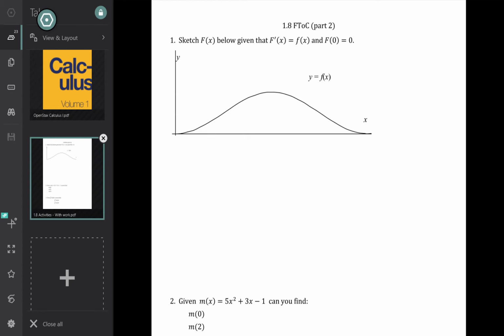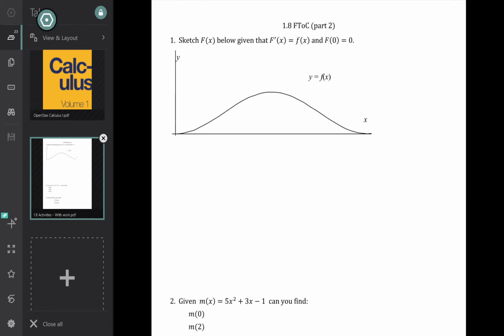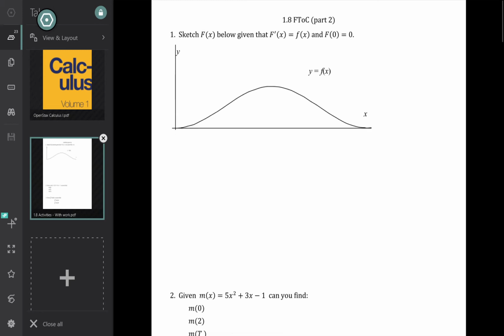So this first activity is a preview activity, which is like your warm-up. Please pause, work through this, check back in, make sure that you've got the first three right here, and then we will continue. This kind of lays the groundwork for what we're about to do. Okay, so first is just a basic sketching of the antiderivative.